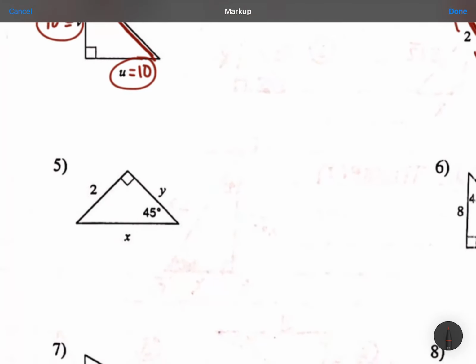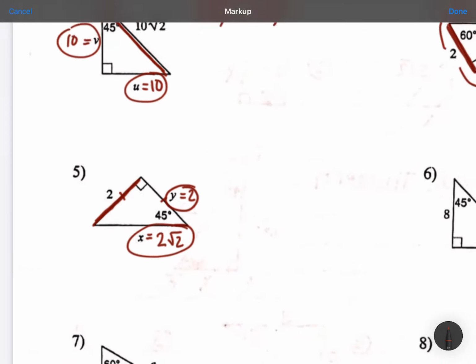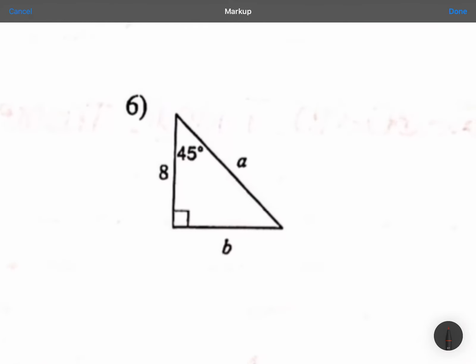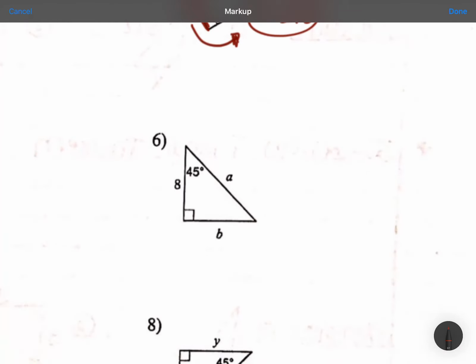Dogs keep barking. Number 5, it's a 45, 45, 90 triangle. So the legs are congruent to each other. So the legs are both the same. They're both 2. And the hypotenuse is the leg times radical 2. So hopefully you got that one correct. Number 6. Again, a 45, 45, 90 triangle tells me my 2 legs are congruent to each other. And the hypotenuse is the leg times radical 2. Super simple.